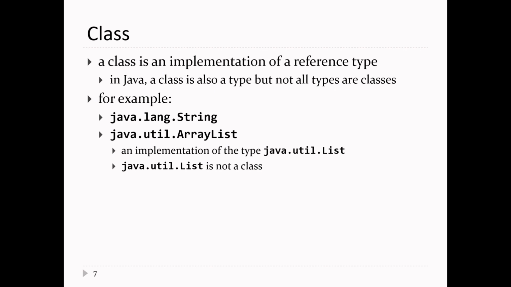So classes are just implementations of a reference type, right? So they're user-defined types. In Java, a class is a type. There are also types that are not classes. There are things called interfaces as well that are also types. So ArrayList is a type, String is a type. They're both classes. This thing called List is a type, but it's not a class. It's something called an interface.